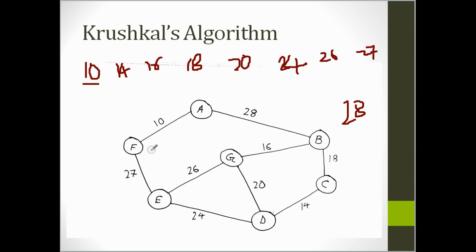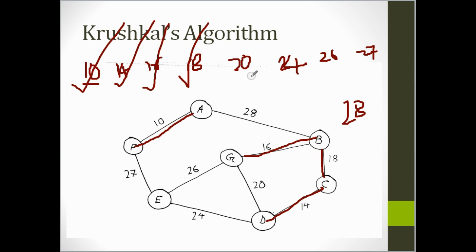10. Is 10 okay? Yeah, sure, why not? 10 is fine. Then 14. 14 right over here, DC, fine, no cycles, no problem. Good to go. 16 over here, no cycles, I'm cool. 18, still no cycles, cool.